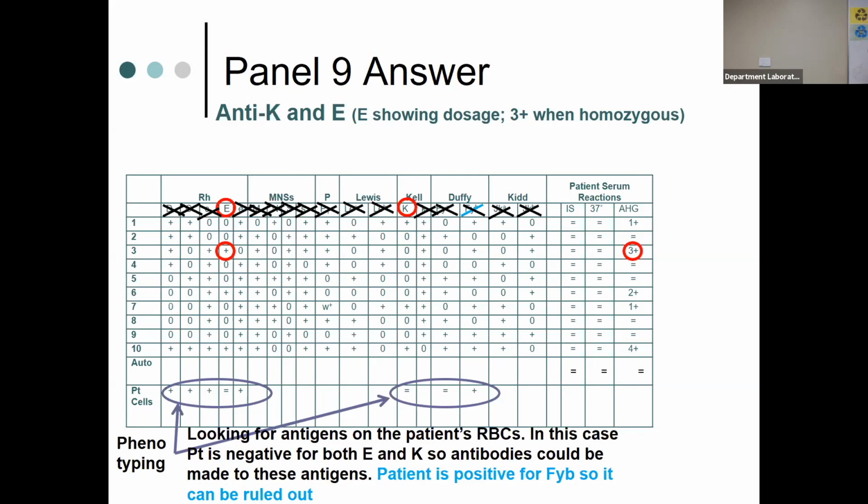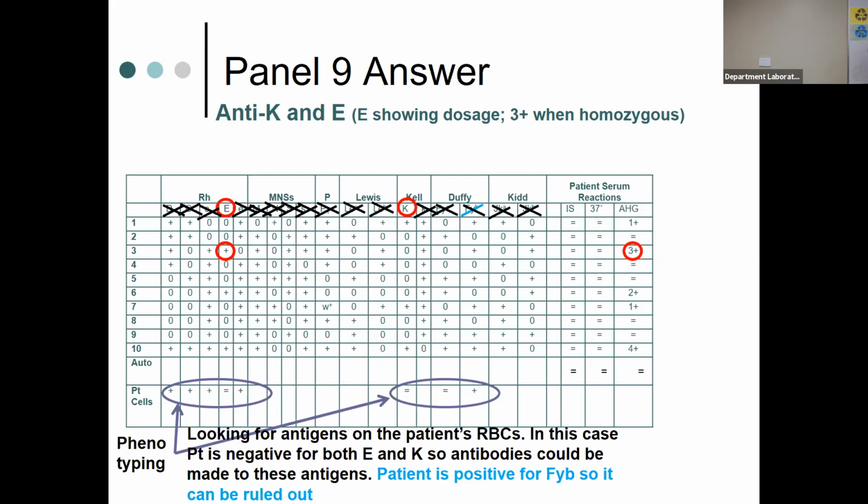And let me make sure panel cell 6, yeah, both of those cells are Kel negative. But why is panel cell 10 giving us a 4+ reaction? Homozygous for Kel and heterozygous for E.